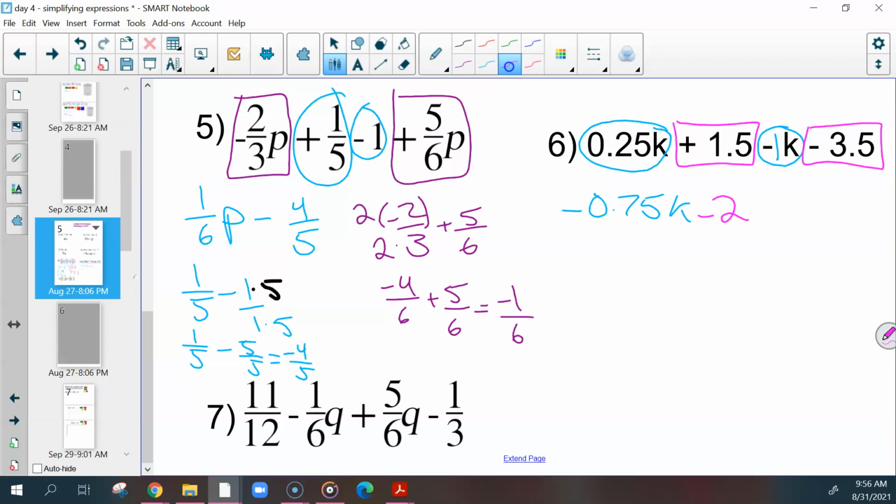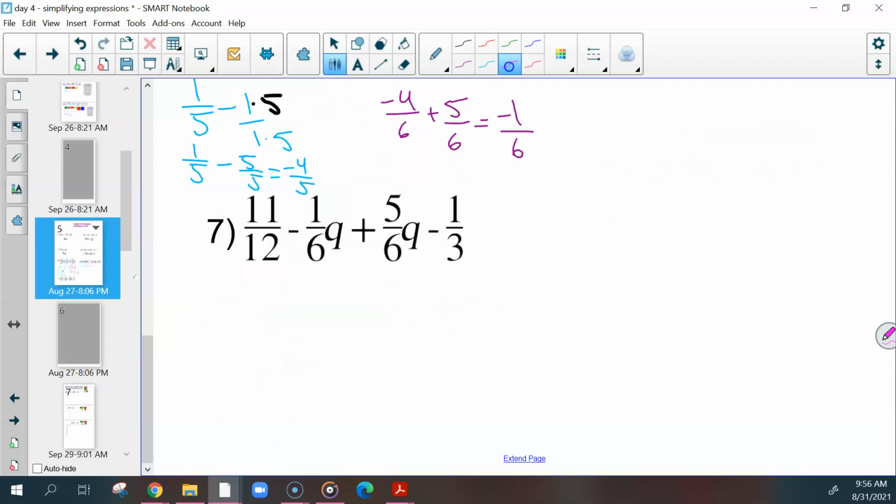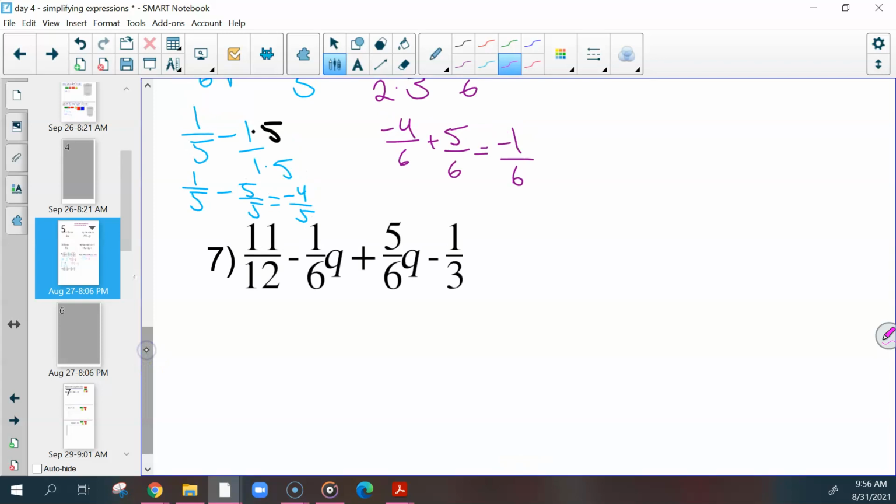Okay, we're going to do this last problem, and that'll be the last thing we do today. Bella, you're going to give the answer. Tell me what the like terms are. I hear a lot of talking, and I really shouldn't. Thank you. Give me the like terms.